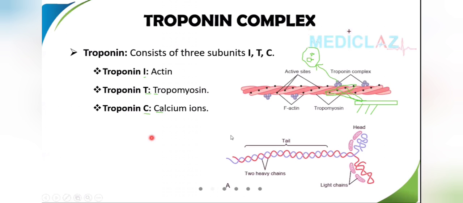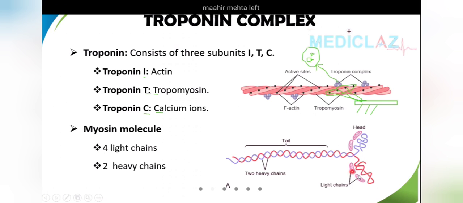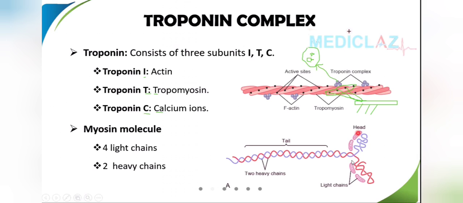below here you can see this is the myosin molecule. I have shown the heads like this. This is the head of the myosin molecule, and this is the tail. The myosin molecule has four light chains. You can see this is light chain 1, 2, 3, 4. These red and blue things are heavy chains. So basically, you have two heavy chains and four light chains in a myosin molecule.